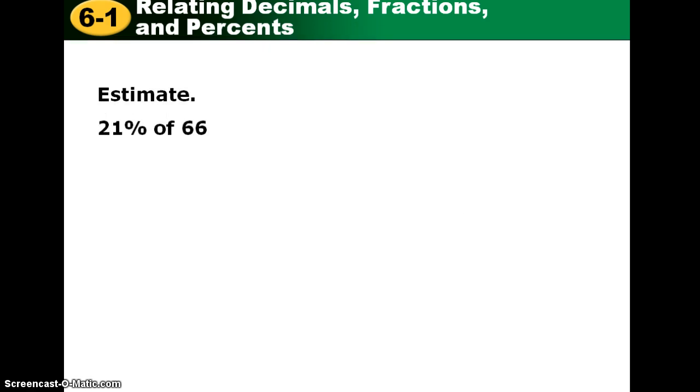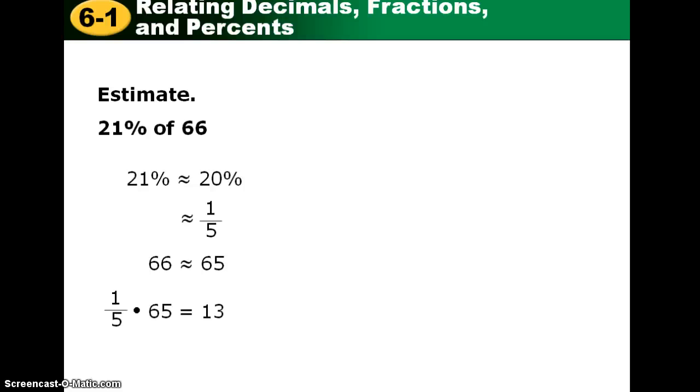So let's estimate 21% of 66. Because it says estimate, we can change one or both of these values to make it easier to work with. So we might change 21% to 20%. That's the same as 1/5. And we could change 66 to 65 so that it's divisible by 5. Remember, you can also use the 10% trick here. So we could take 1/5 of 65 and get 13. You also could do the 10% trick, which would give you 6.5 and double that to get 13.